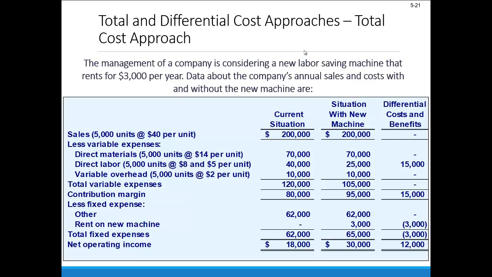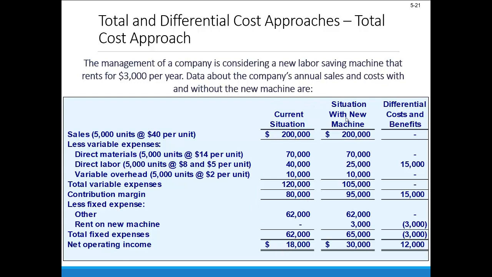So with this idea of differential analysis, let's compare what we'd call a total cost approach versus a differential cost approach. And let's use an example here. The management of a company is considering a new labor-saving machine that rents for $3,000 a year. Data about the company's annual sales and costs with and without the new machine are shown here. So here's the current situation, the first column. Second is the situation with the new machine.